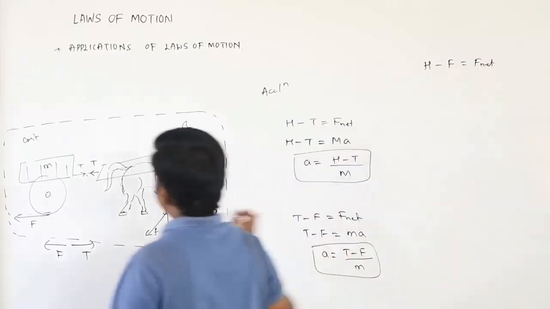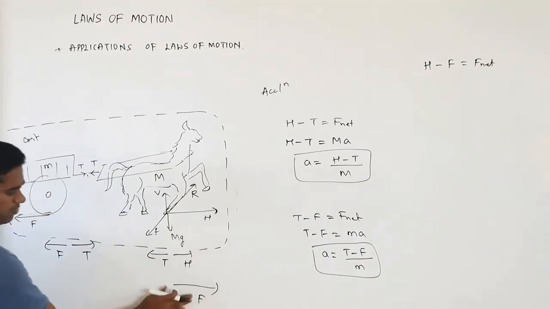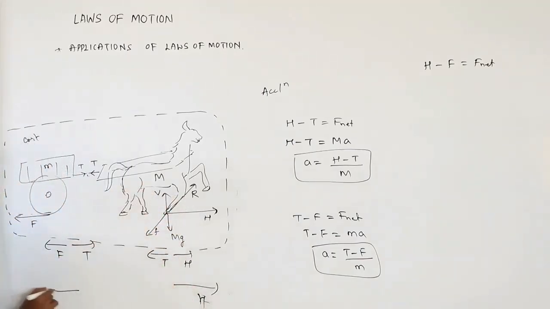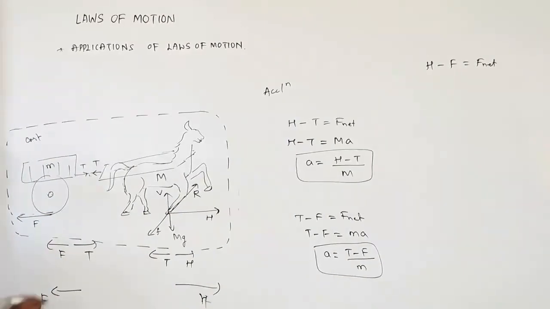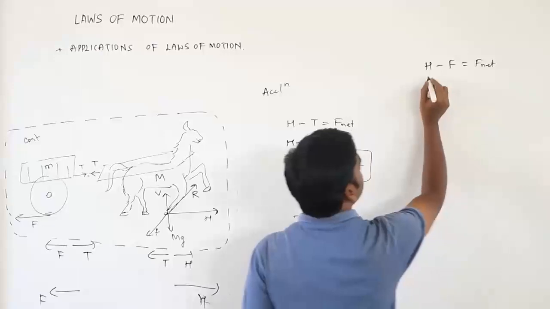Net. Yes or no? These two will get cancelled, equal and opposite. So the forward force is H, that is the horizontal component of reaction. And the backward force is F. So equal and opposite, I will take H minus F equals F net.